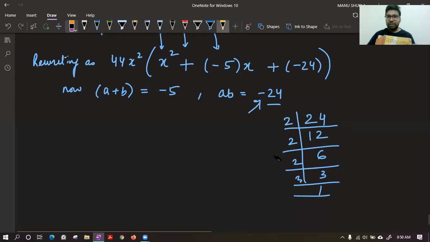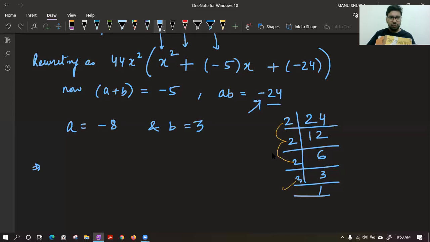So now tell me what are the numbers. We want the sum to be minus 5 and the product to be minus 24. If I take 8 and 3, 8 minus 3 I know is 5. Yes, Joel, very good, beta. So we will go for a as minus 8 and b as 3. That is sufficient. So we will just put the values.